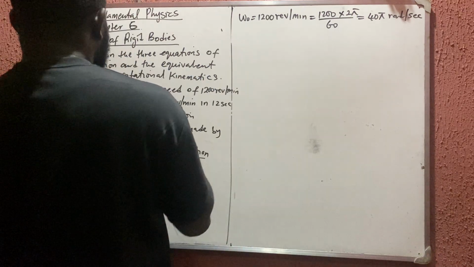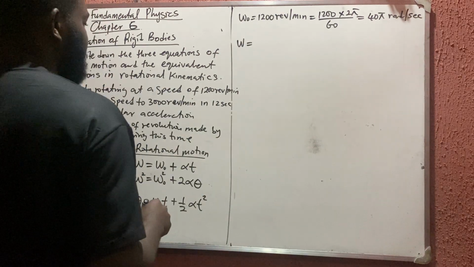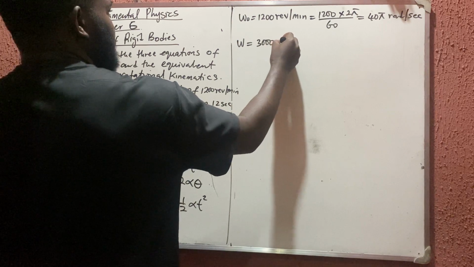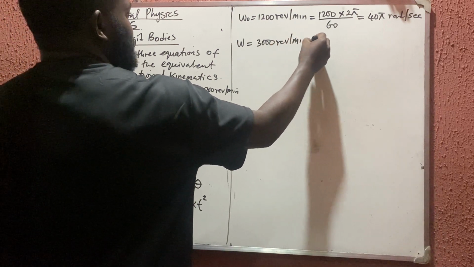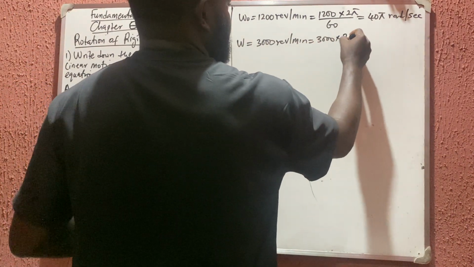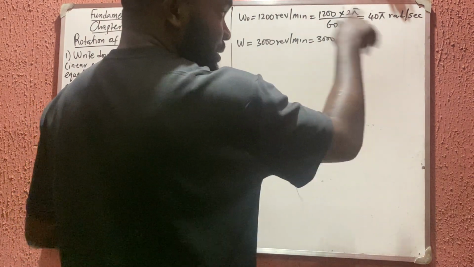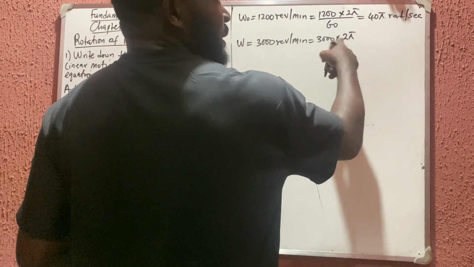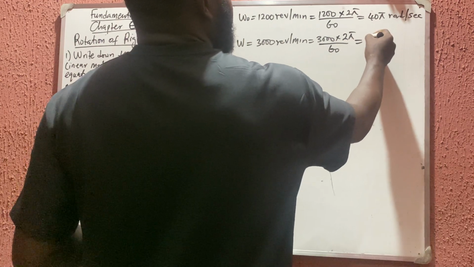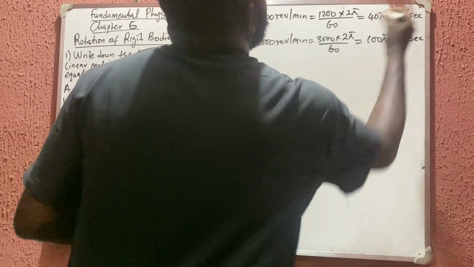The next one is they increase the speed to this. They gave us our final angular velocity, omega, which is 3000 revolutions per minute. So 3000 times 2 pi, which is a complete circle, divided by 60. I'm just trying to tell you how the 2 pi came about. This is 100 pi rad per sec. Okay, so that is that.